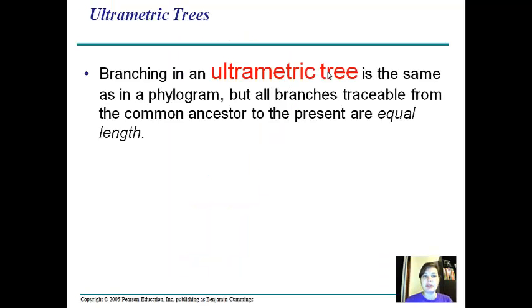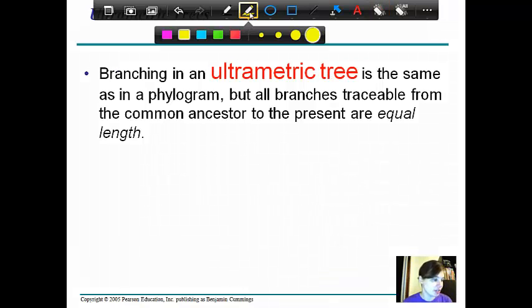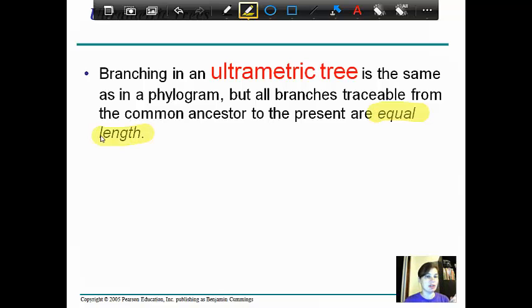Okay, there's another type of phylogenetic tree called an ultrametric tree. Again, this is all about timing. It's the same as a phylogram, so it's got kind of the same pattern in that each of the branches represents genetic change, but all of the branches are of equal length. So it's just arranged in a different way. It just sets it up so that they all end at the same point.